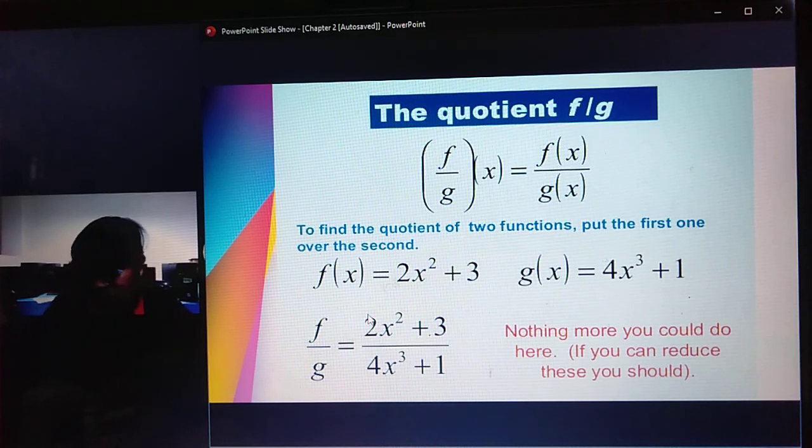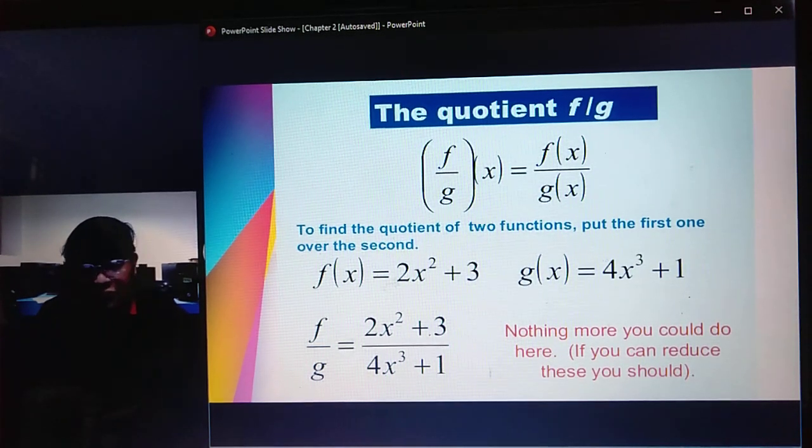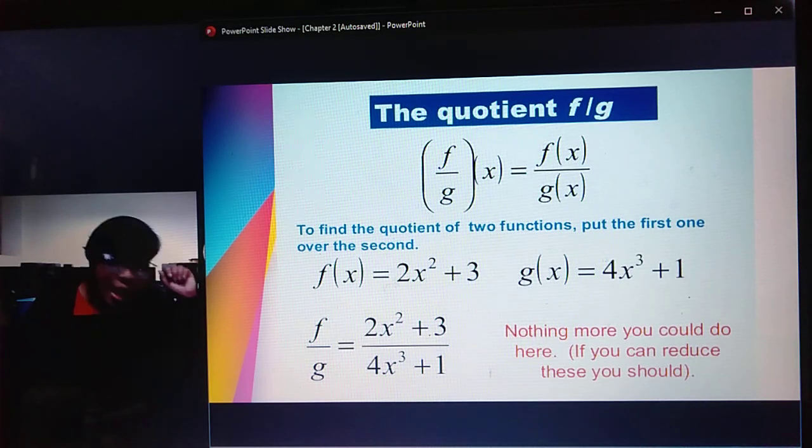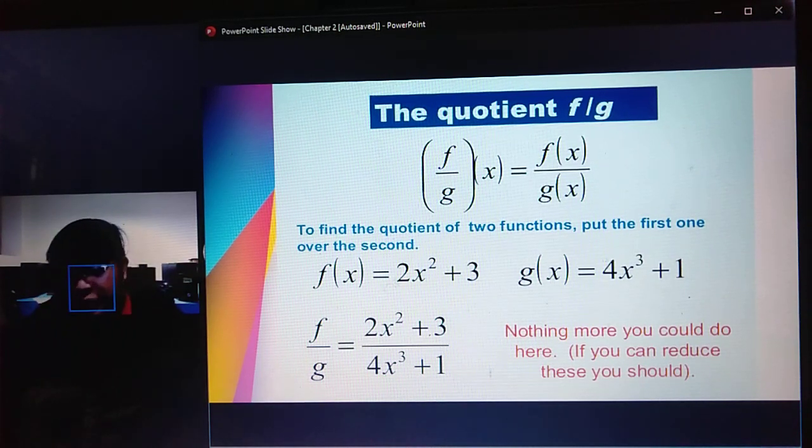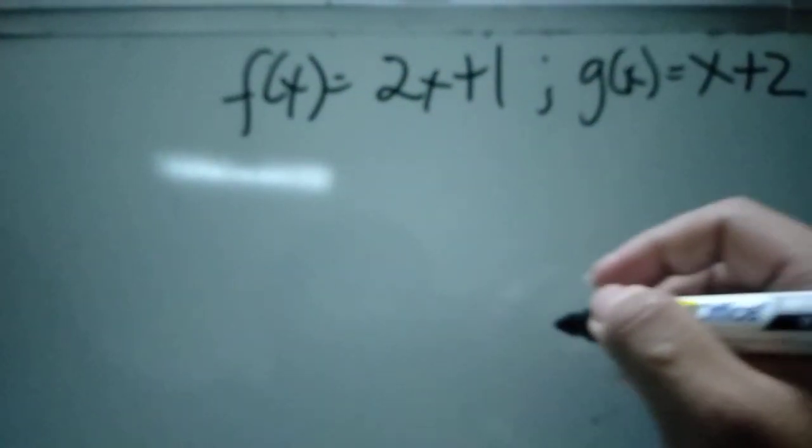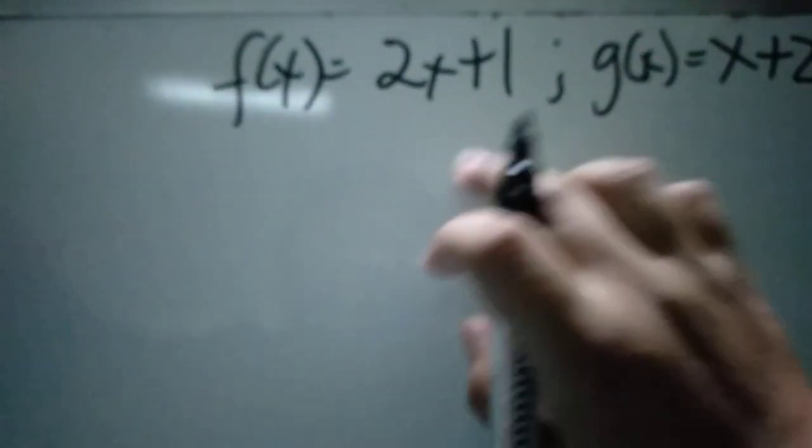So those are the examples of the operations on functions. I will give you another example, the process of addition. I have here a whiteboard and my marker. So magsusulat tayo. For example, our f(x) is 2x plus 1 and our g(x) is equal to x plus 2. These are our two functions.